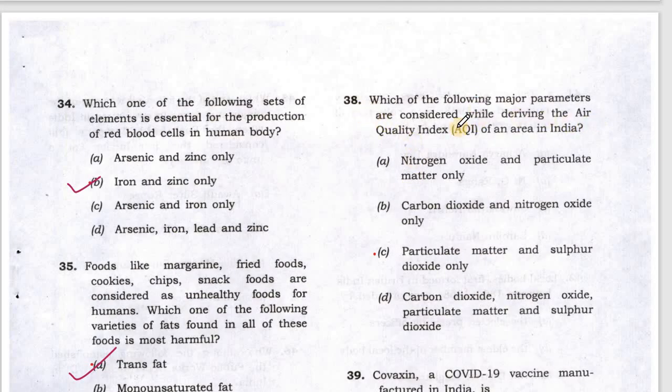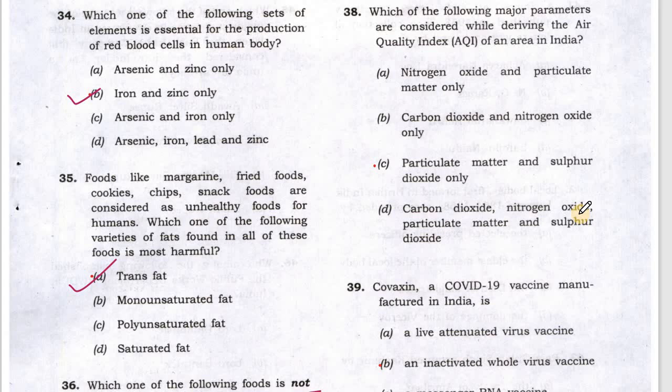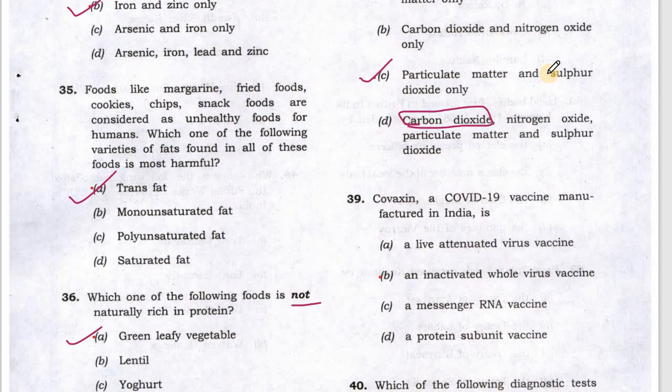Next, which of the following is used to derive the air quality index? So air quality index will be particulate matter and sulfur dioxide. So carbon dioxide is not in the air quality index. And there is nitrogen oxide, not nitrogen oxide, it is nitrogen dioxide. So C will be the best suitable answer.